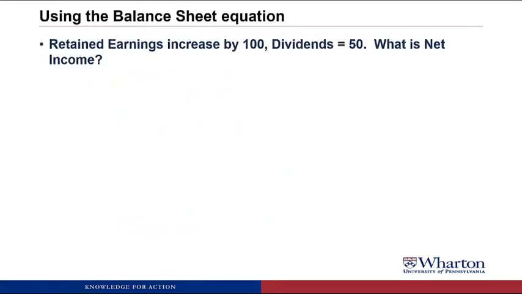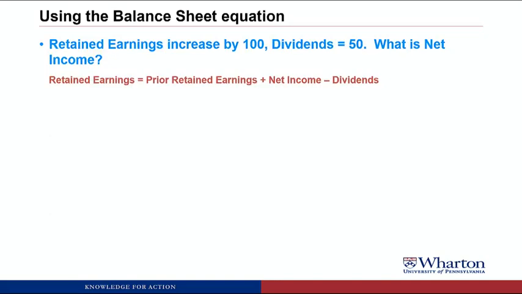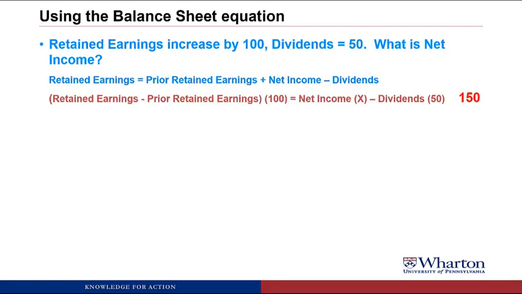Next, we have retained earnings increasing by 100. Dividends are 50. What is net income? Earlier in the video, we looked at the equation for retained earnings, where retained earnings is equal to prior retained earnings, what they were at the beginning of the year, plus net income during the period, minus dividends. So we know that the change in retained earnings, or retained earnings minus prior retained earnings, is 100. We know that dividends is 50, so the only thing missing is net income, which has to be 150 for this to balance.